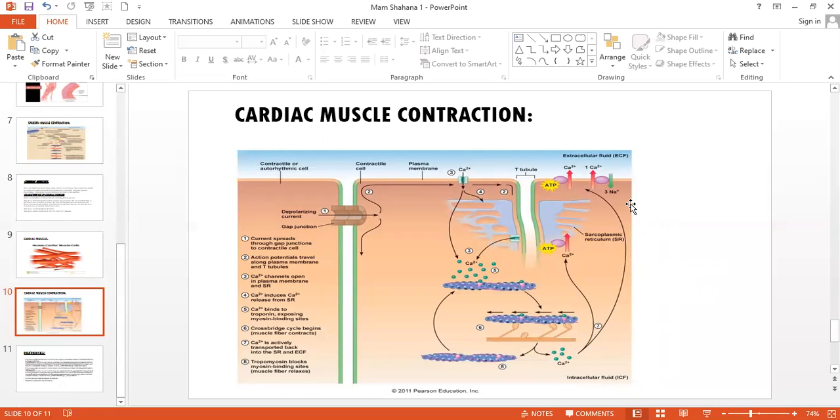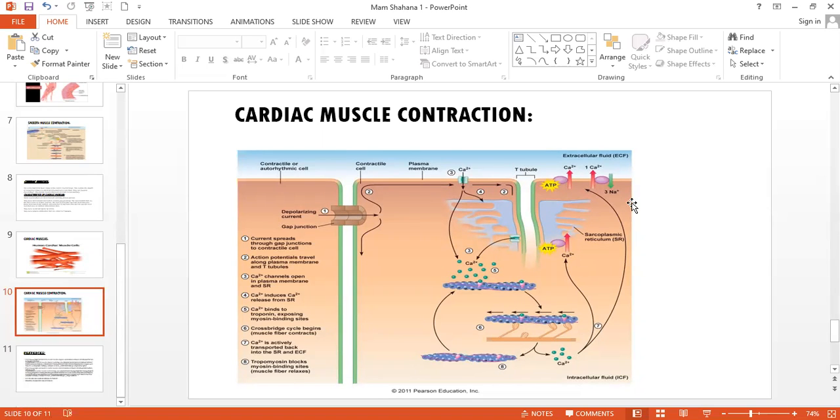In the first step, the current spreads through the gap junctions to the contractile cell. So the current, of course, passes through the gap junctions. The action potential travels along the plasma membrane and the T-tubules. Now the calcium channels open in the plasma membrane and SR. Calcium induces calcium release from the SR. Calcium binds to troponin, exposing the myosin binding sites. The cross bridge cycle begins and the muscle fiber contracts.